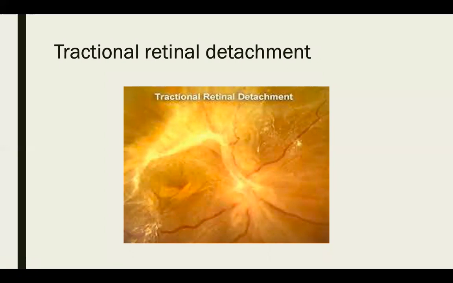What happens in diabetic retinopathy is that there is ischemia of the retina. When there is ischemia, there is proliferation. New vessels are formed because of the ischemia of the retina. And these new vessels are very fragile. They can bleed easily, and when they bleed, the blood goes into the vitreous cavity.